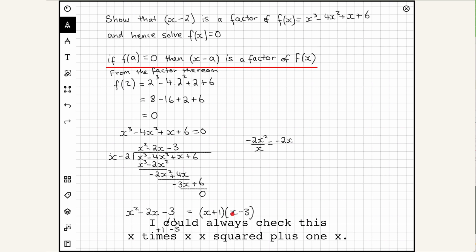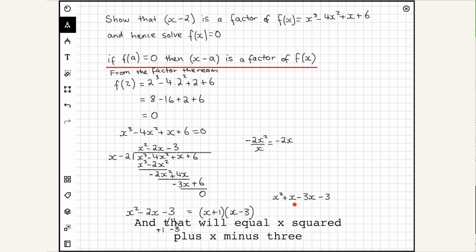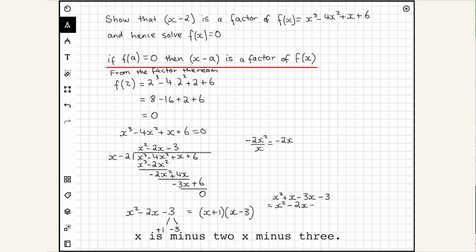I could always check this. x times x is x squared, plus 1x, minus 3x, minus 3 times 1. And that will equal x squared plus x minus 3x is minus 2x, minus 3. So this is correct. This is the same as this. So I've factorised now and I've got these two other factors. So I know that my factors of x cubed minus 4x squared plus x plus 6 are x minus 2, x plus 1, and x minus 3.